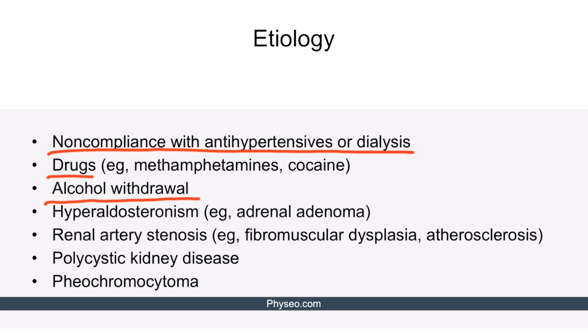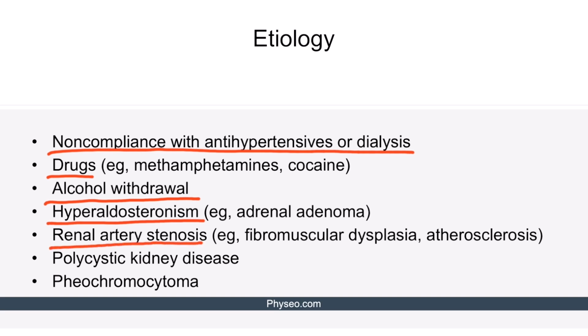Alcohol withdrawal leads to hypertension because alcohol depresses the nervous system. Hence, abrupt cessation of alcohol can result in overactivation and dysregulation of the nervous system, which may result in severe hypertension and other forms of hemodynamic instability. Hyperaldosteronism, for example, due to an adrenal adenoma, leads to hypertension because aldosterone works by retaining water in the blood vessels, thereby leading to higher blood pressure.